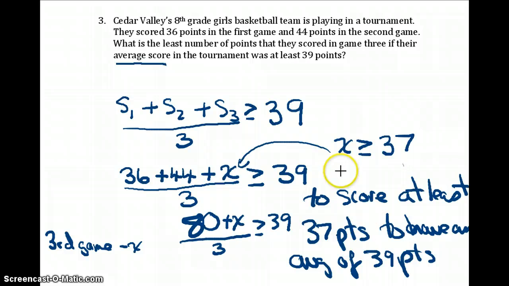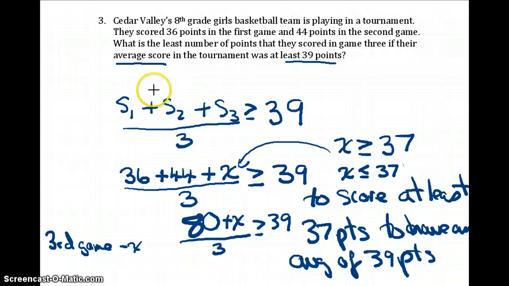Because if you end up with a check step that looks like this, X is less than or equal to 37, a number less than 37 would be 0. 36 plus 44 plus 0 divided by 3. Does that give me at least an average of 39 points? And hopefully you'll be able to check that and realize you've made a mistake with your inequality.